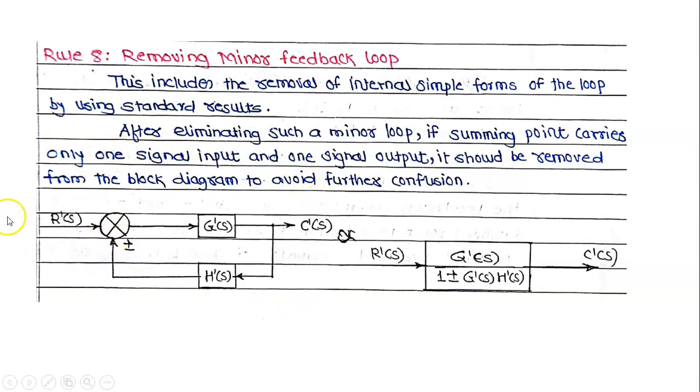If such a diagram is there, we can reduce it like this. R(S) into the block G(S) divided by 1 plus or minus G(S)H(S) is equal to C(S). Therefore if such a loop is there, we have to reduce this loop by a block having its value G(S) divided by 1 plus or minus G(S)H(S). This is rule number 8.